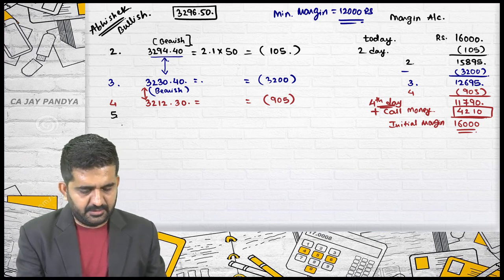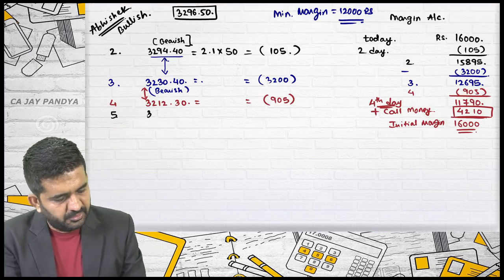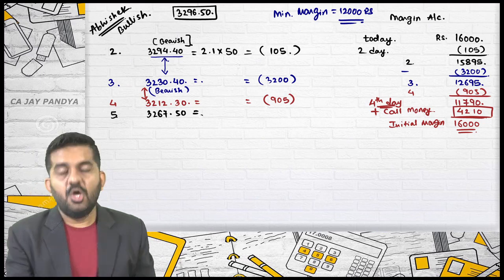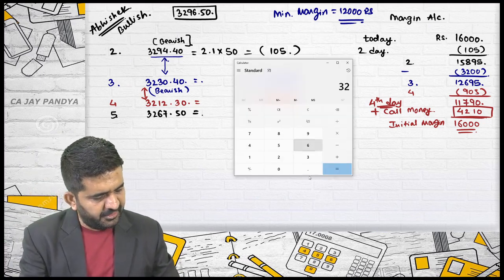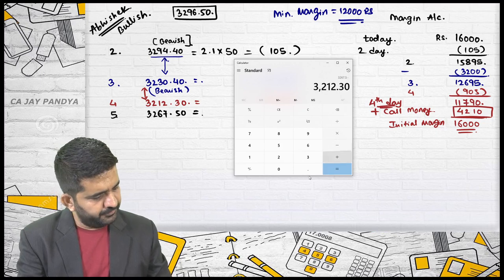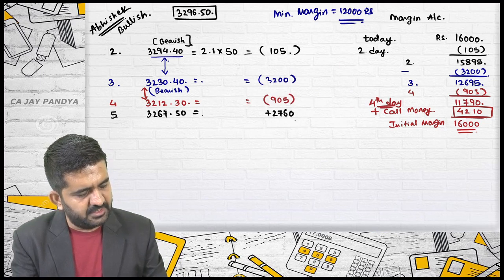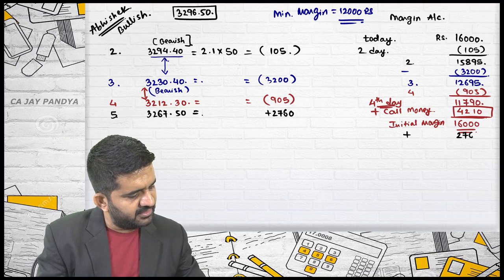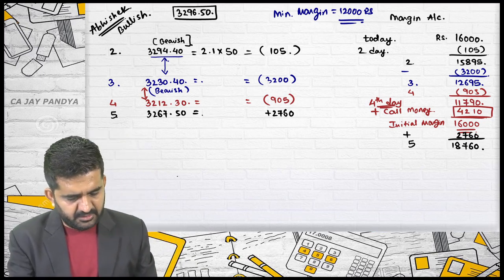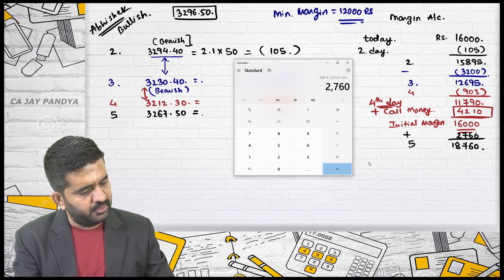What is the fifth day price? It is 3267.50. Market is bullish, you will be getting money. 3267.50 minus 3212.30, multiplied by 50. You are getting 2,760. My new margin account on the fifth day will be 18,760. Let me verify this. It is 3267.50 minus 3212.30, multiplied by 50, 2,760. Yes, it is correct.